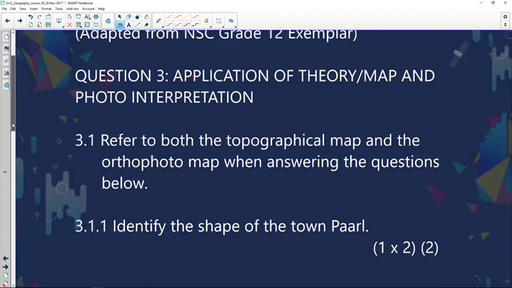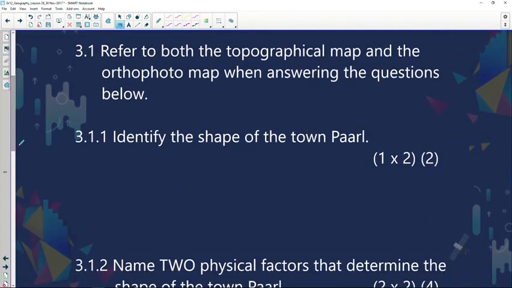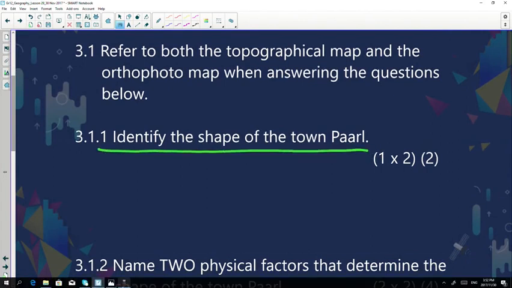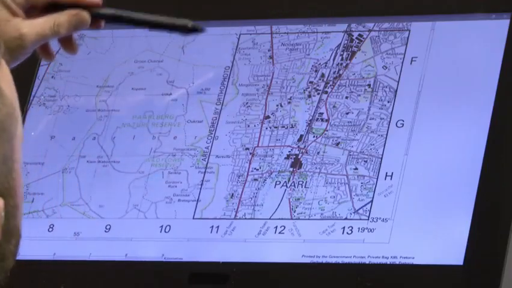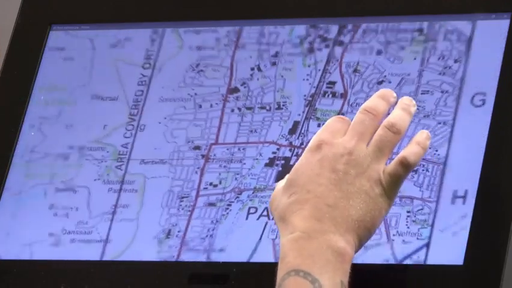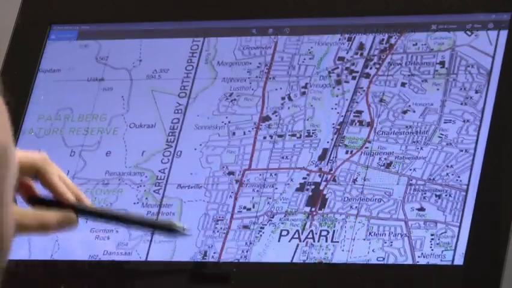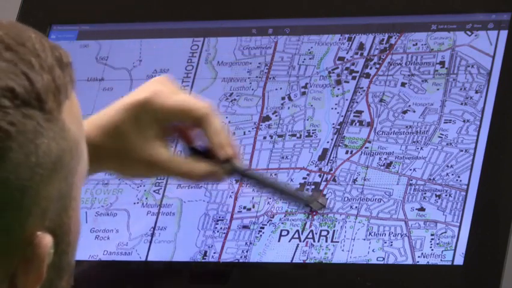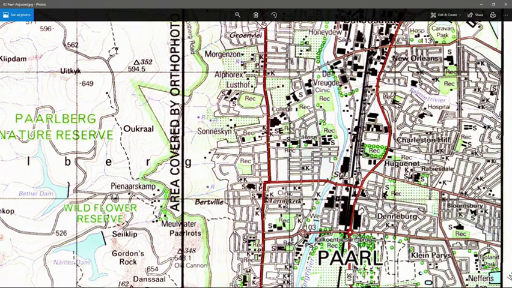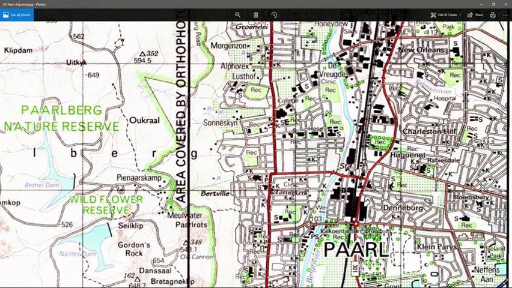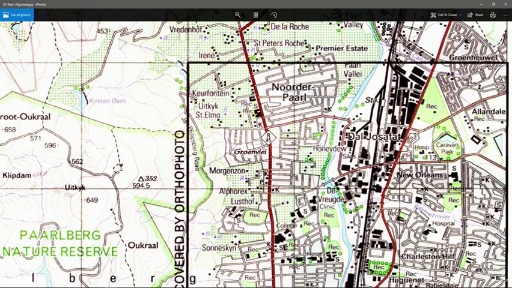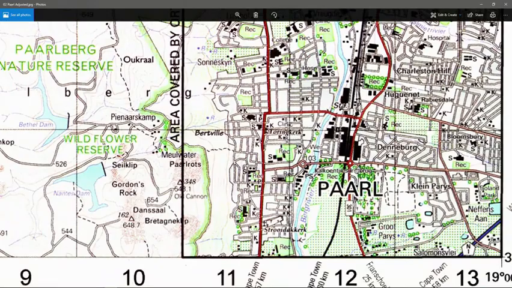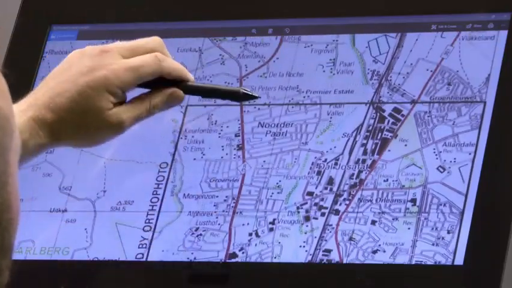Now, if we look at the first question, identify the shape of the town Paarl. Let's quickly have a look at that. Here is where the orthophoto has been taken, the demarcated area. As you can see, there's Paarl. Now, as you can see, this is the CBD, Central Business District. One thing that's certain is that it's definitely a linear shape, situated next to the Berg River. Look how it stretches from there all the way up there.